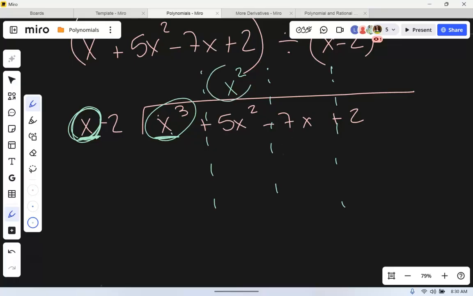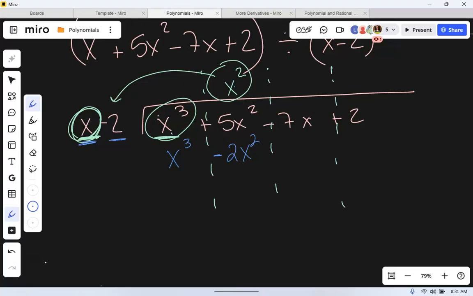Okay, same thing here. I'm going to take this term up top, and it's going to multiply around. Now, when it multiplies around, it multiplies to everything outside, okay? So it's going to multiply to this and this. Y'all ready? X squared times x is what? X cubed. Put it in the column that it goes in, okay? X squared times negative 2, negative 2x squared. Yep, that's exactly right.